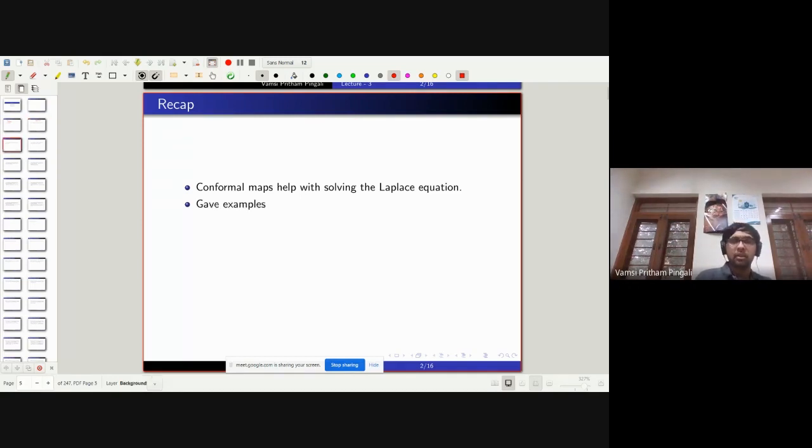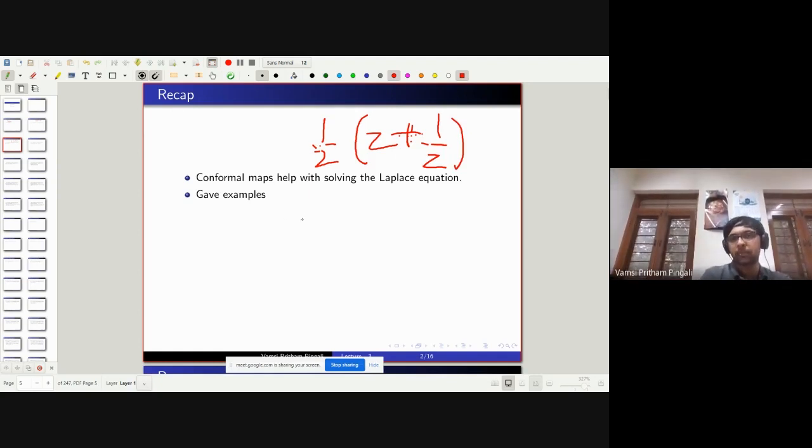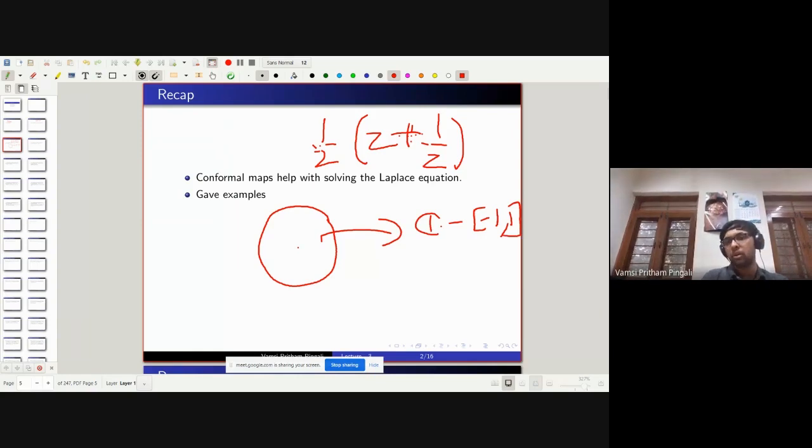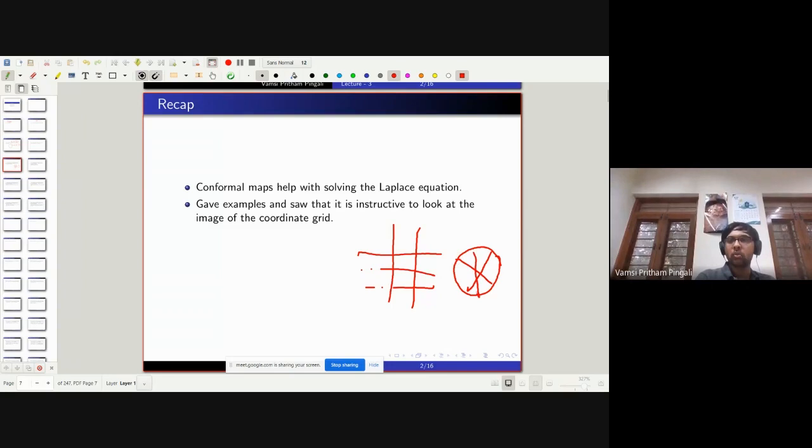Then we gave a few examples. I didn't prove this. This was a part of the homework. For instance, the weirdest example was this one, and it took the punctured unit disk to C minus -1, 1. This was the weirdest one, but we looked at several examples. We saw that in order to sketch the image of these maps, it is instructive to look at the image of a coordinate grid, as in you can look at what happens when x is constant and y is constant, or you can look at polar coordinates when theta is constant or when r is constant, and see what happens to these things.